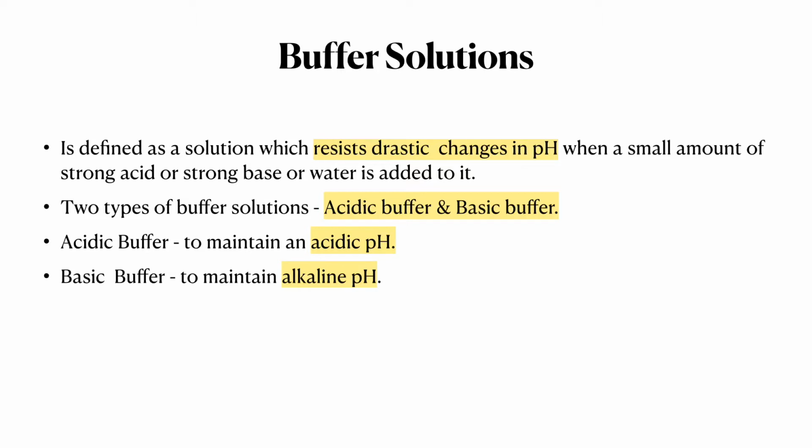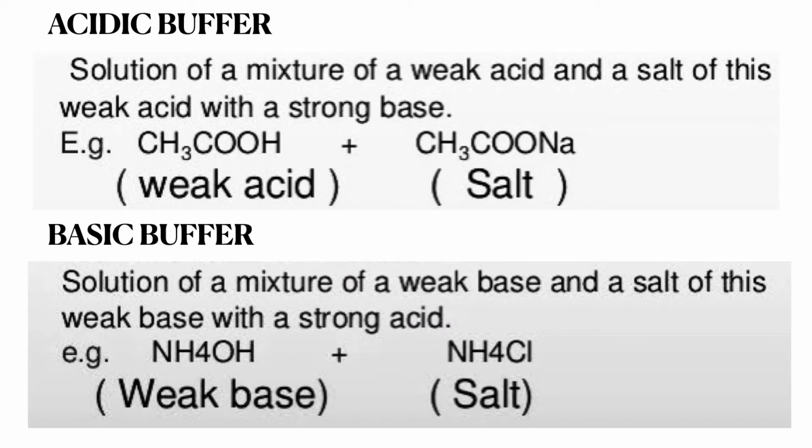So there are two types of buffer solution. What are they? Acidic buffer and basic buffer. Now what do we mean by acidic buffer? Simple, the one which maintains acidic pH is said to be an acidic buffer, and the one which maintains alkaline or basic pH is said to be a basic buffer. Now we'll see these two types of buffer in detail.